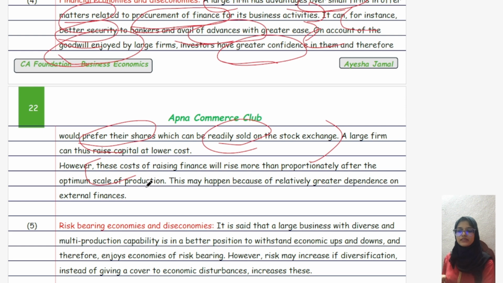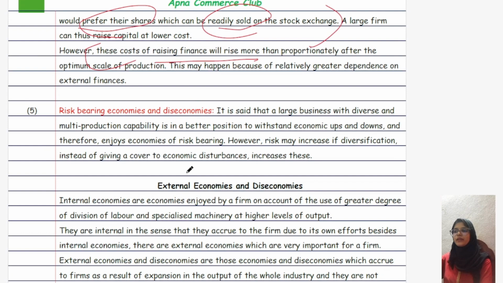So what are the disadvantages? The cost of raising finance will rise more than proportionately after the optimum scale of production. This may happen because of relatively greater dependence on external finance. The cost of raising finance will increase more because we are mainly depending on external finance. We are mainly depending on the banks. We don't have any money with us. So the cost of raising finance, like you have to repay the money back, right? You have to repay it along with interest. So your cost of finance is increasing.